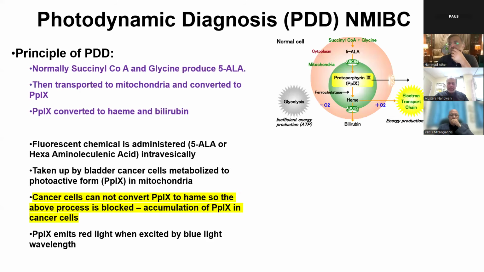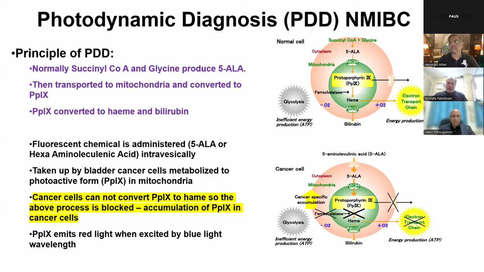So first is photodynamic diagnosis, PDD. Normally, 5-aminolevulinic acid is formed from succinyl-CoA and glycine in normal cells. Then it is converted to protoporphyrin IX in the mitochondria. The normal pathway is that protoporphyrin IX is converted to heme and bilirubin, and that's how it gets filtered. But in the cancer cells, the step where protoporphyrin IX is converted to heme is deficient. That's why there is an accumulation in the cancer cells.